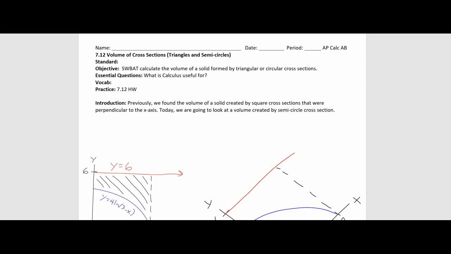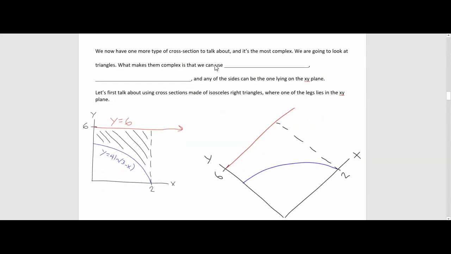In our previous lesson, we talked about using semicircles as cross-sections to find the volume of a solid, and today we're going to look at triangles. The previous video was rather short because we really only needed to do one example. Today we're actually going to have to do 3 different examples to cover all the sorts of different triangular cross-sections you could see.